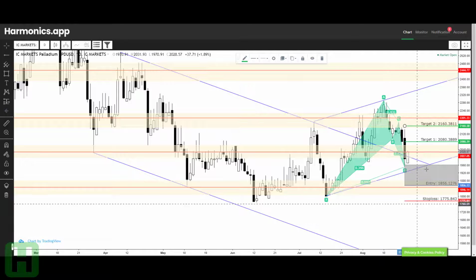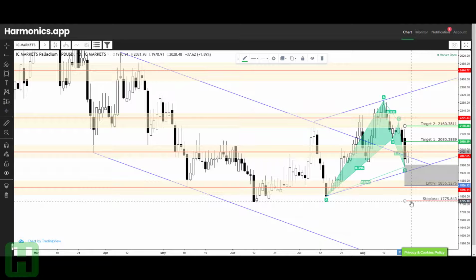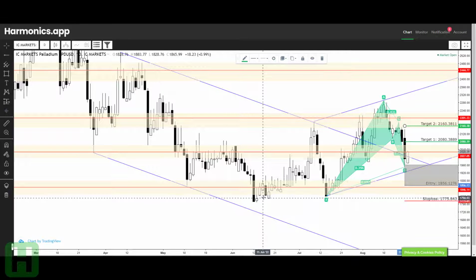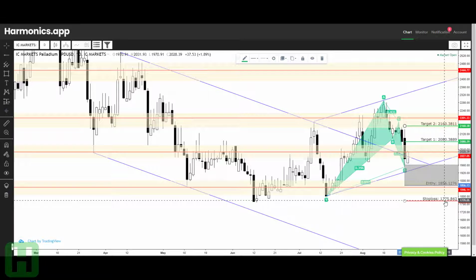Take a look here. So the entry level for this bat pattern is around the same levels I have mentioned based on this analysis. So it is an area from here to here. It has a much wider area for the entry, but the stop loss is below, almost below. It is below this level, but it's not below this level. So I would extend the stop loss to here, 1760, instead of having it here.